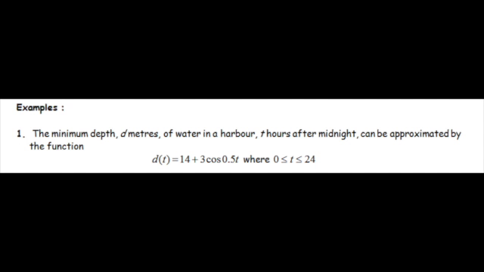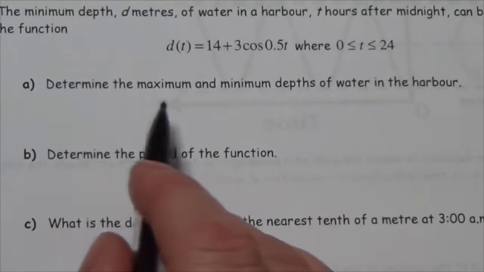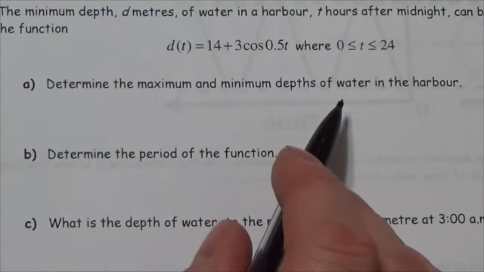The minimum depth, d meters, of water in a harbor, t hours after midnight, can be approximated by the function d of t is equal to 14 plus 3 times the cosine of 0.5t, where t is between 0 and 24. Given that equation, the first thing we're supposed to do is determine the maximum and minimum depths of the water in the harbor.